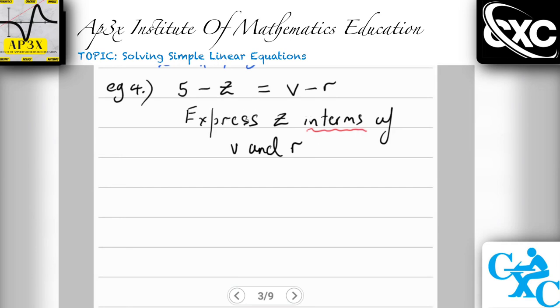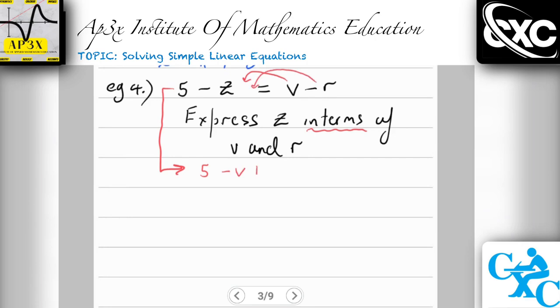Once you see the word express, it means to get that particular variable by itself. So here again, we can see that if we transpose the 5, we're going to have to work too hard to get to our answer. So we're going to leave the 5 on the left. We're going to bring the v all the way here, so that's going to become minus v, and I'm going to bring the negative r also on this side here.